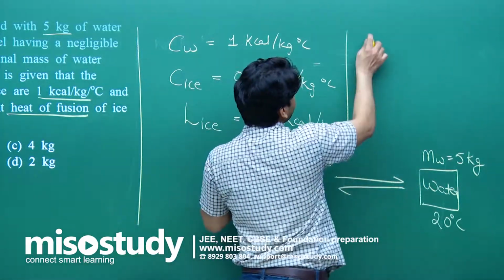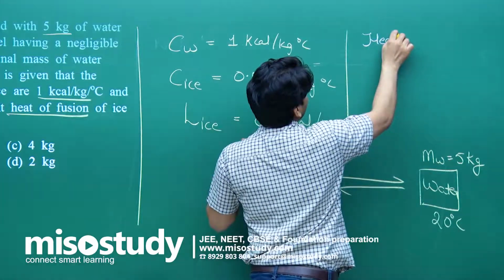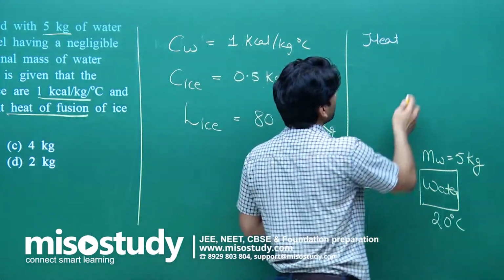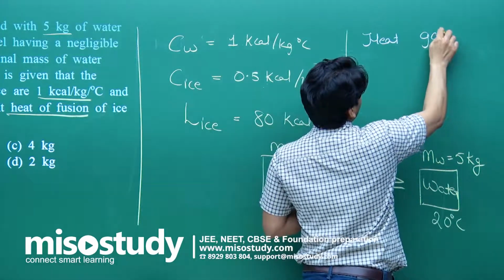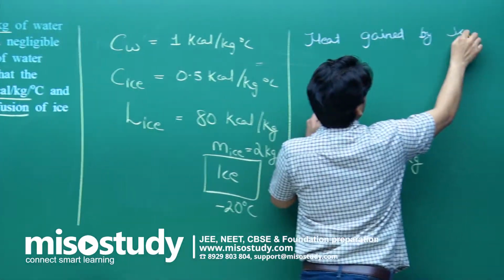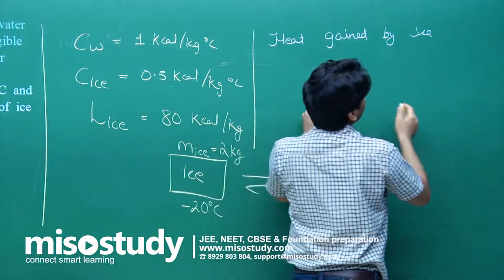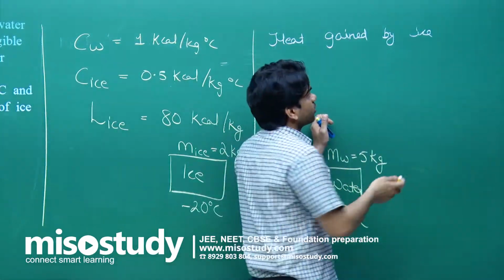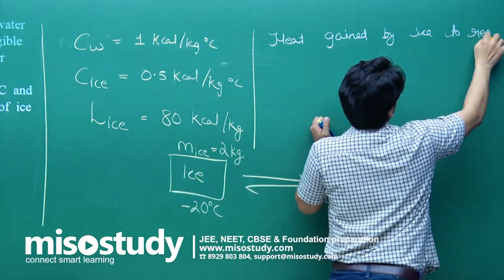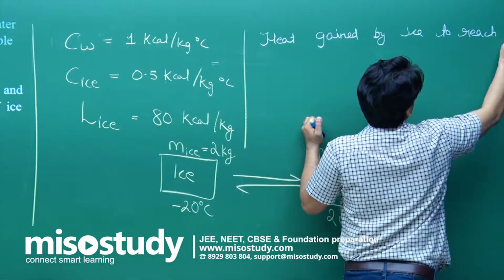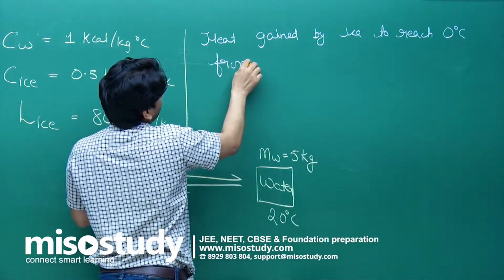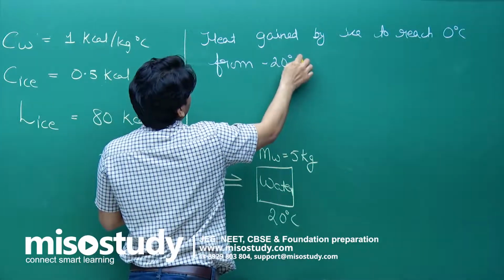So heat gained by ice to reach from minus 20 to 0 degrees Celsius. Let's check how much heat is gained.